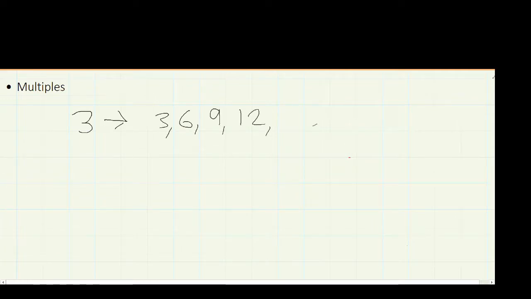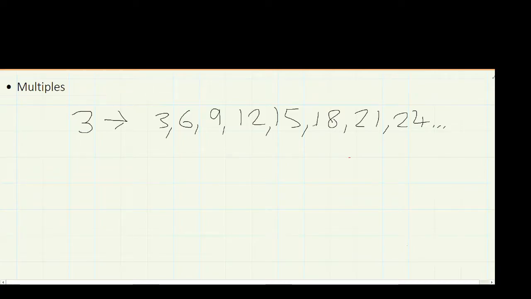Mr. Saul's at the moment writing down all the multiples of 3. So as you can see, all the multiples of 3 are 3, 6, 9, 12, 15, 18, 21, 24. You can go up. Pretty simple to do. These are one of the first things that you learn in primary school.